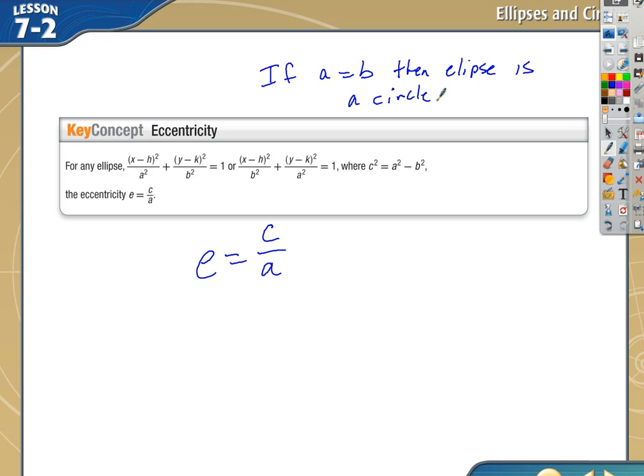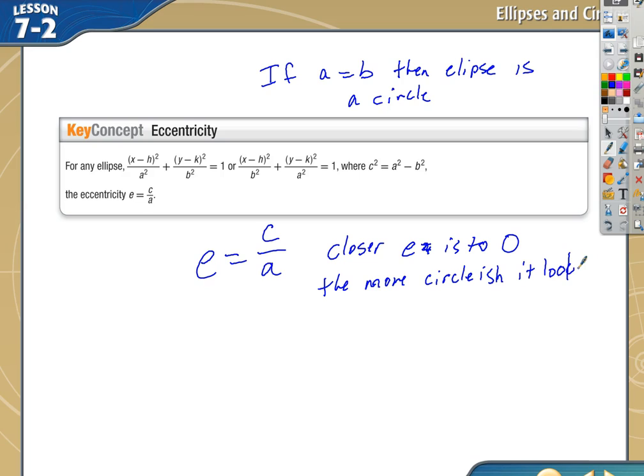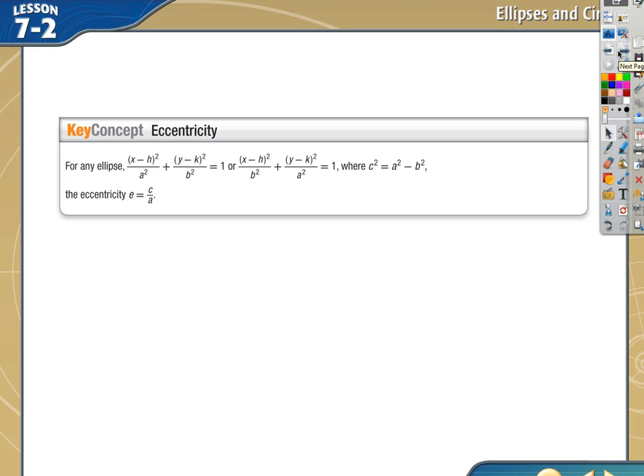Okay. And the closer E is to 0, the more circle-ish it looks, the rounder it looks. The bigger the number, the more oval the ellipse looks. The smaller the number, the rounder it looks. So, how do I find eccentricity? Great question. Let's go take a look at what we can do.